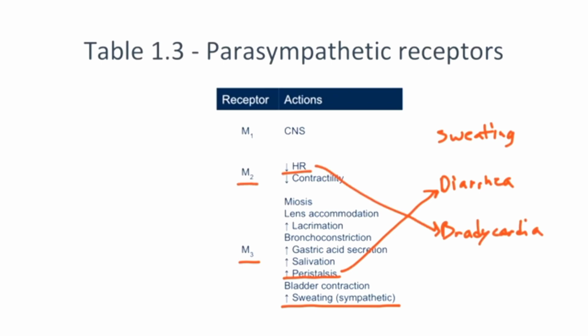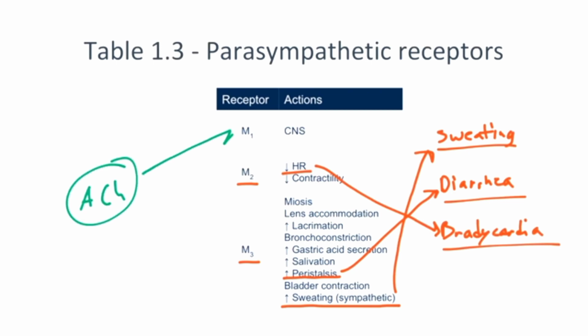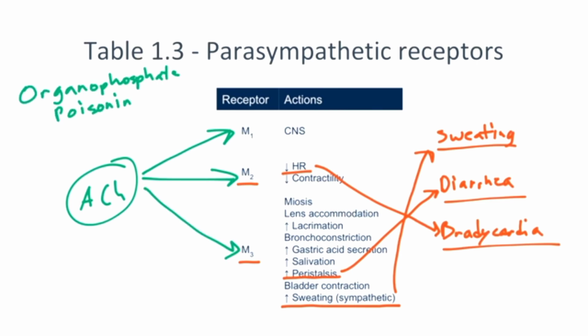So in answer to our question, what single neurotransmitter could cause all three of these symptoms, including sweating, diarrhea, and bradycardia? Well, it may seem obvious at this point, it's acetylcholine. And acetylcholine can act on all of these receptors. And what this question stem was alluding to is that this patient had organophosphate poisoning. And this will decrease acetylcholinesterase, which will increase acetylcholine, which has led to these symptoms.